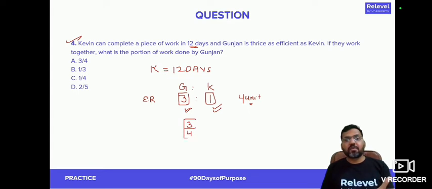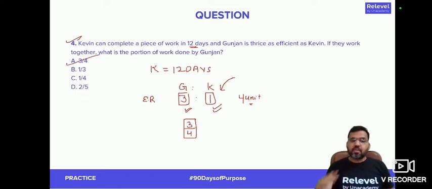It does not matter what is the number of units you are taking. So this question can straight away be answered by using this ratio only. Answer would be 3 by 4. There's no point of using the information that Kevin can complete a piece of work in 12 days.